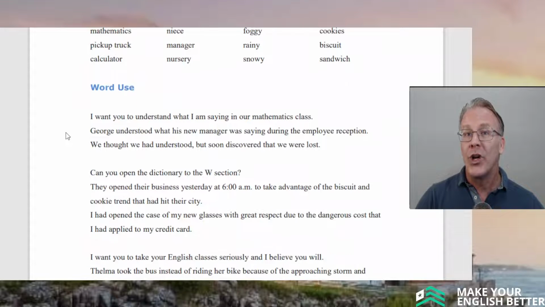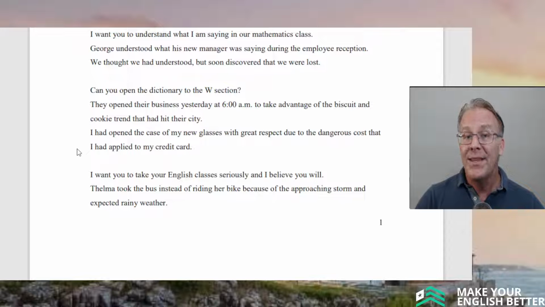Let's move to word use. We will see how these words are used, okay? I want you to understand what I am saying in our mathematics class. That is very, very important. George understood what his new manager was saying during the employee reception. Okay? We thought we had understood, but soon discovered that we were lost. So we didn't understand.